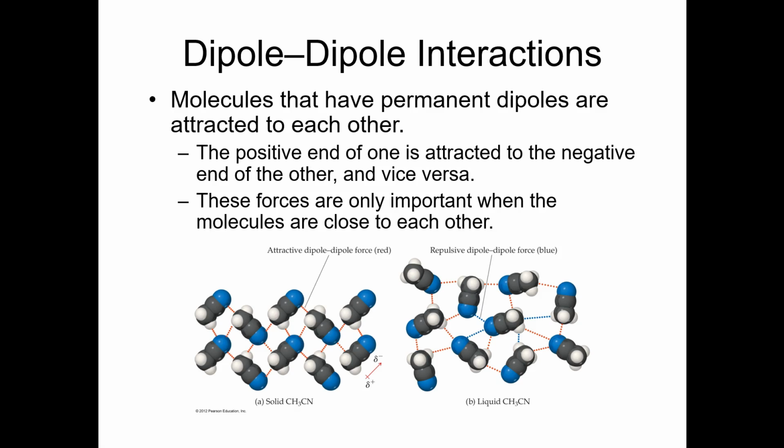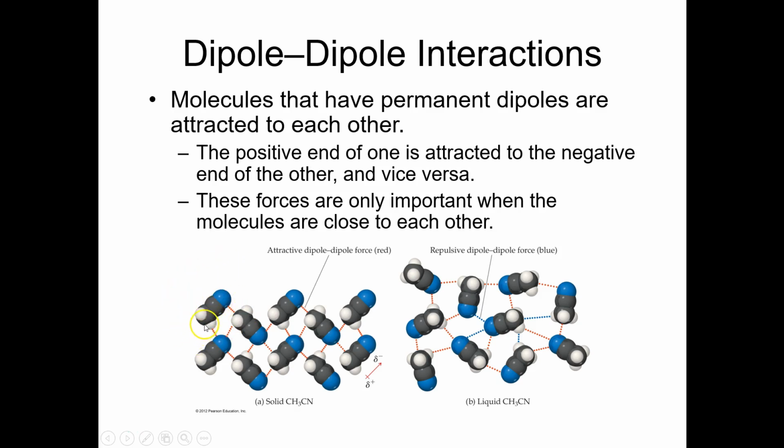Okay, let's start with dipole-dipole interactions, which to my mind is the most straightforward thing to understand. In order for a molecule, for a substance, to exhibit dipole-dipole interactions, that molecule has to have a permanent dipole. It has to be a polar molecule. And so the example that we're talking about here is a molecule called acetonitrile. There's a CH3, then a C, then an N.